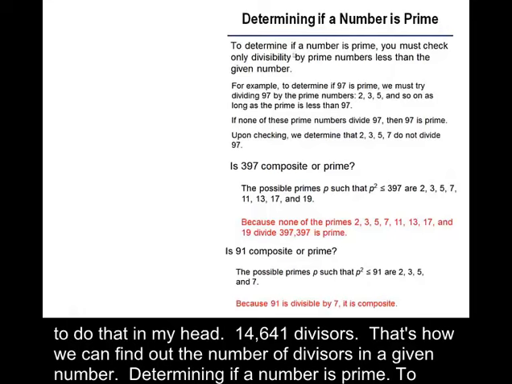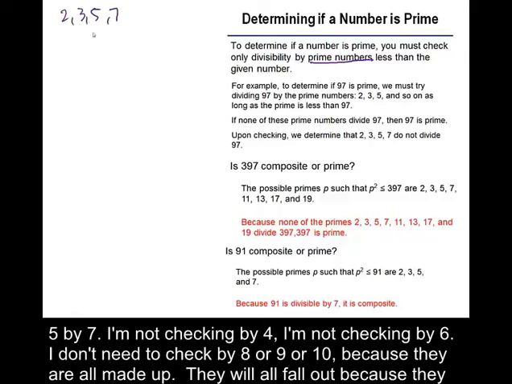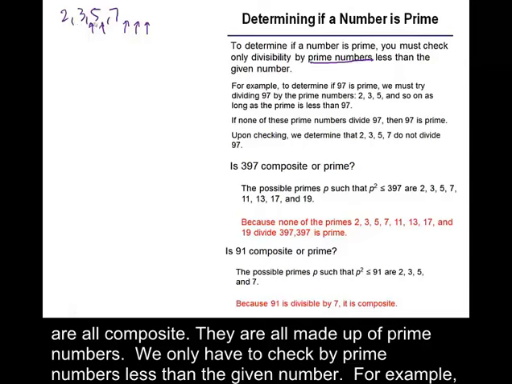Determining if a number is prime. To determine if a number is prime, you must check only divisibility by prime numbers. That's what I was doing when I was breaking things down. I was checking 2, 3, 5, 7. I'm not checking 4. I'm not checking 6. I don't need to check 8 or 9 or 10, because they're all composite and they'll all fall out. They're all made up of prime numbers. So we only have to check prime numbers less than the given number.